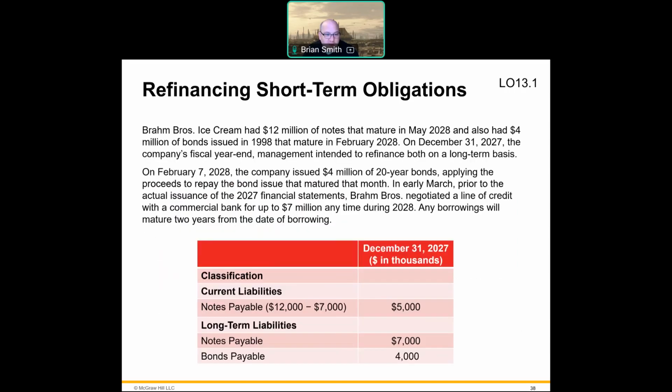Anyway, bottom line is I went back to this. Current liabilities is going to be that notes payable, right? The 12,000 minus the 7,000. So that's the 5,000 that we were paying back. It's 12,000 that we issued, in millions, that are maturing, but that we're going to refinance with 7,000 of that 2-year debt. So 5,000 is what we're paying off, the difference between the two. The 7,000 goes to that notes payable that we have that open bank account for, and then the 4 million for the bonds we're issuing on February 7th.